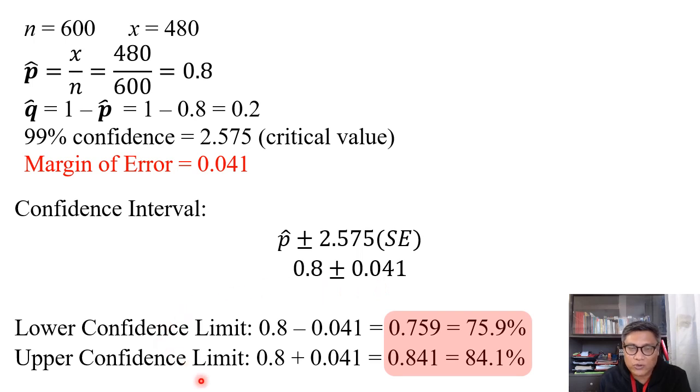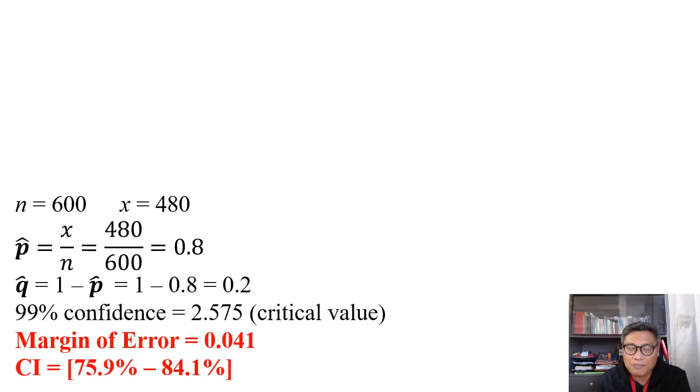Then we have our lower and upper limits. So 0.8 minus 0.041 is 0.759, or this is about 75.9%, while the upper limit is 0.8 plus 0.041, or 0.841, or 84.1%. So you notice, class, that I am now converting this into percentage because in the problem we are asked the percentage, not the proportion. So we will be using the percentage.